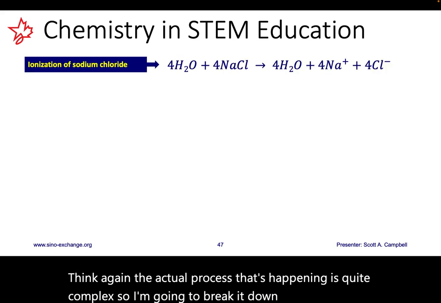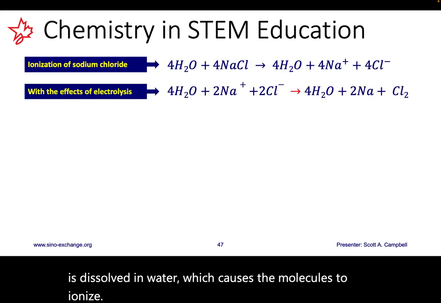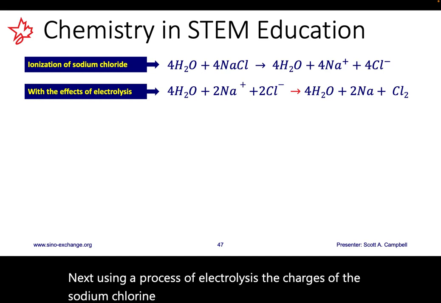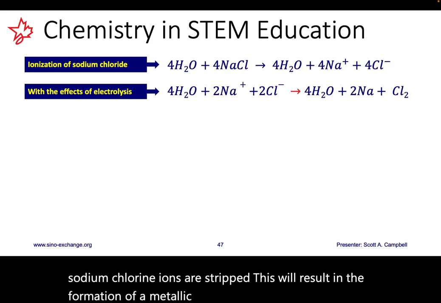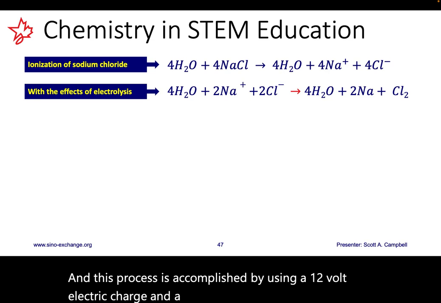First, salt is dissolved in water, which causes the molecules to ionize. Next, using a process of electrolysis, the charges of the sodium and chlorine ions are stripped. This will result in the formation of a metallic sodium and chlorine gas inside the generating chamber. And this process is accomplished by using a 12-volt electric charge and a series of polarized platinum blades.